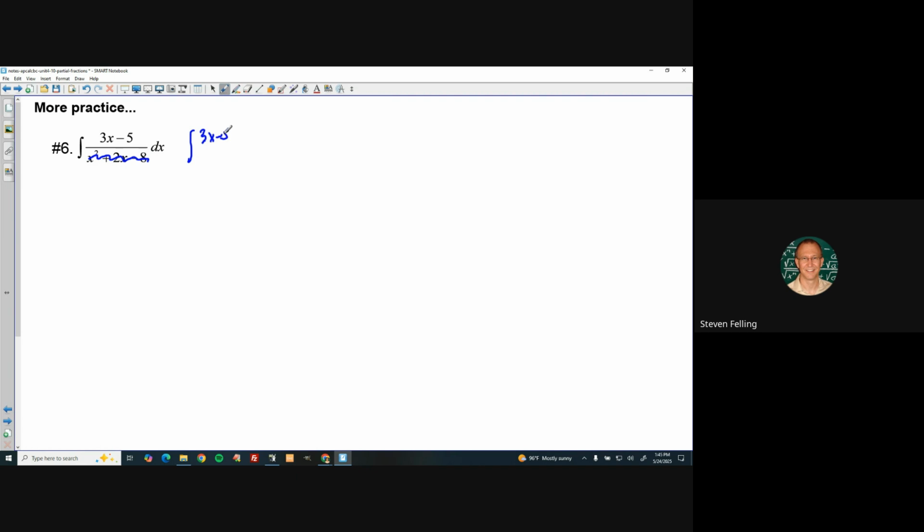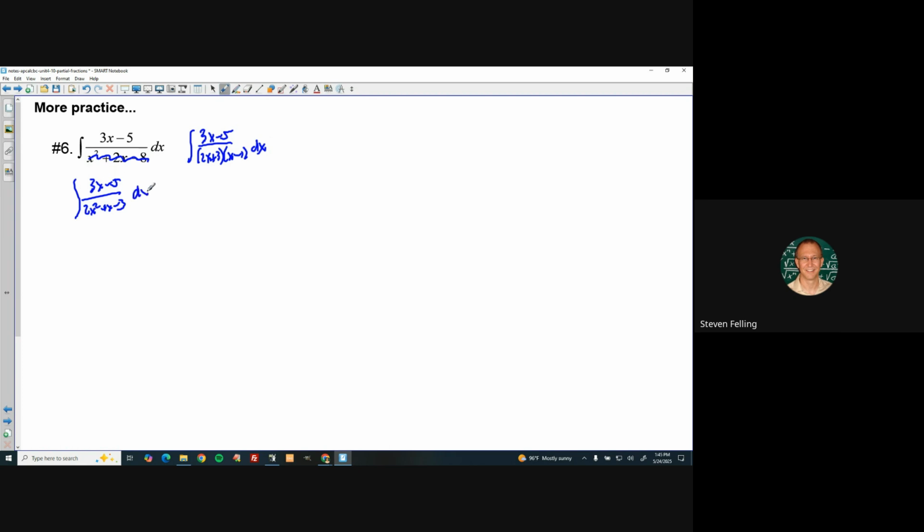Let's make it 3x minus 5 over, I'm going to go ahead and factor it. I want this to be 2x plus 3 times x minus 1. Say it's already factored, which means that that would have been something with a leading 2 here. It would have appeared like this: 2x squared, and then 3 minus 2 would be 1, so plus x minus 3.